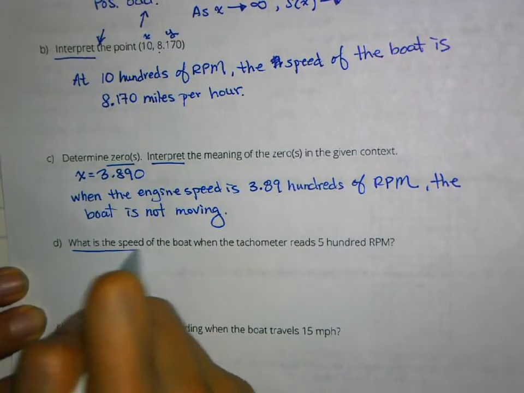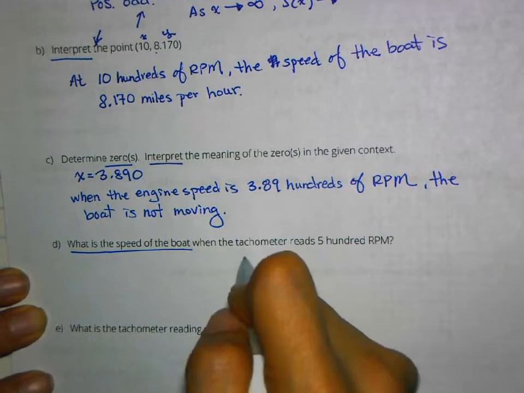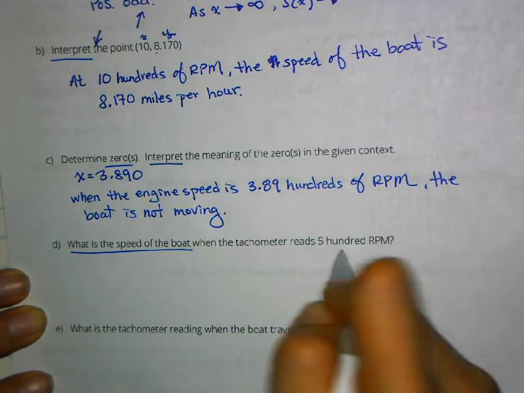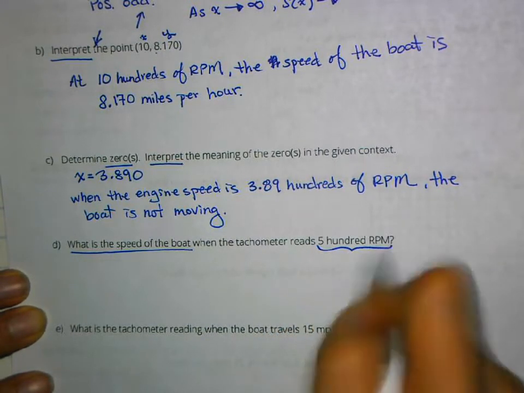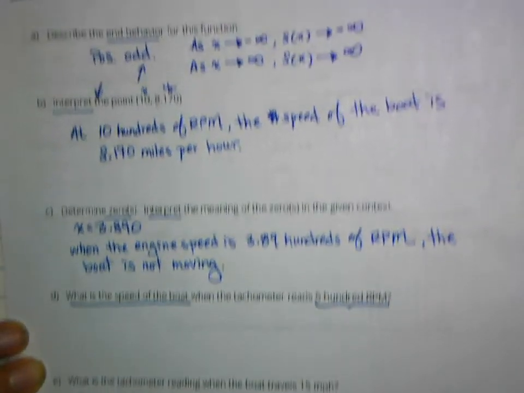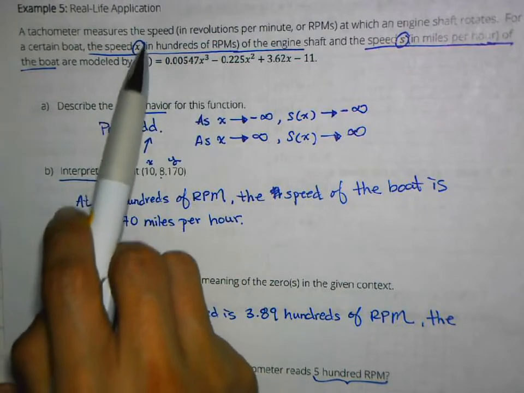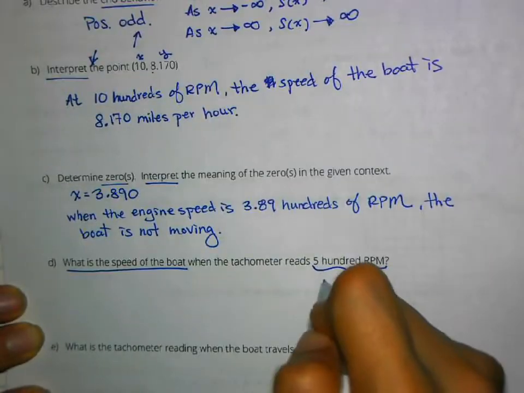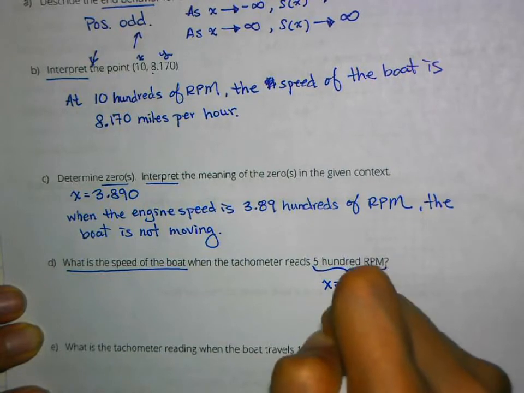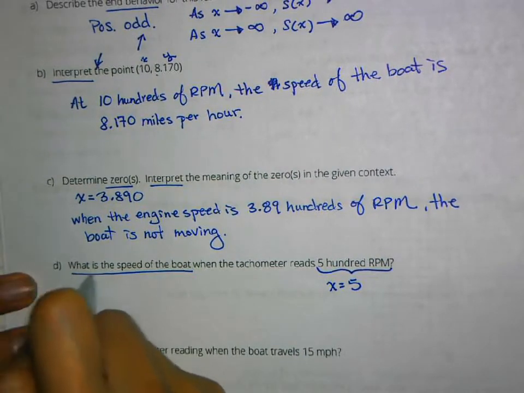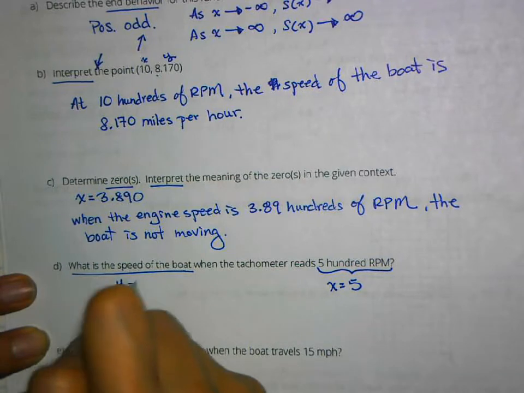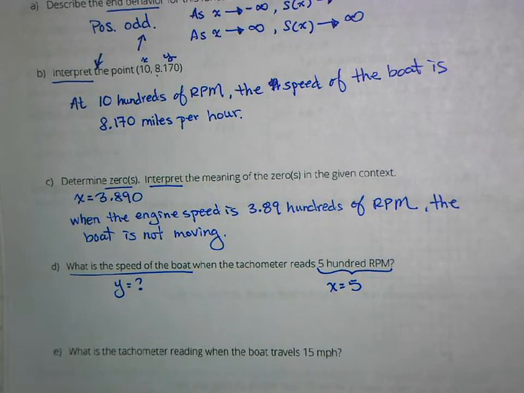Okay, so they're looking for the speed of the boat when the tachometer reads 500 RPM. Remember, if you go back up, hundreds of RPM is talking about x. That means this is saying x equals 5. They're asking you, what is the speed of the boat? So what does y equal, or what does s of x equal to? This is a very classic case of tracing your graph or going to your table.